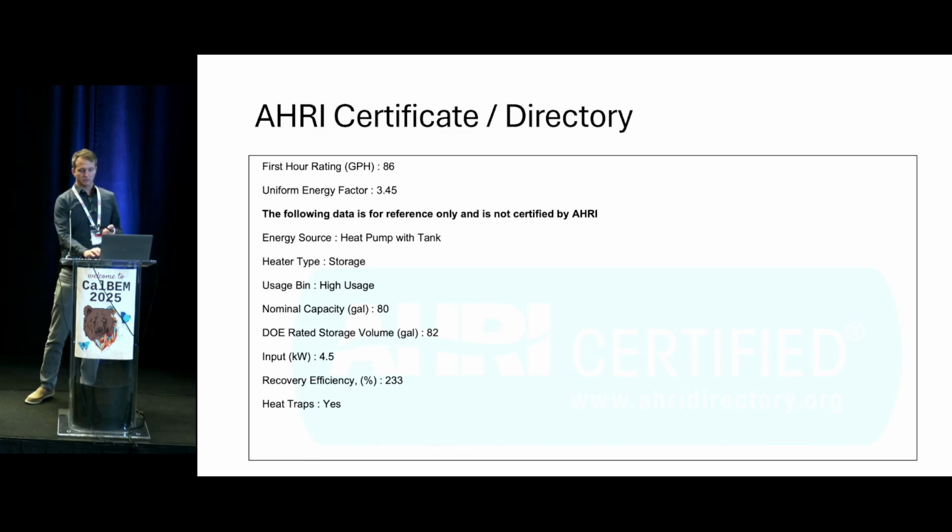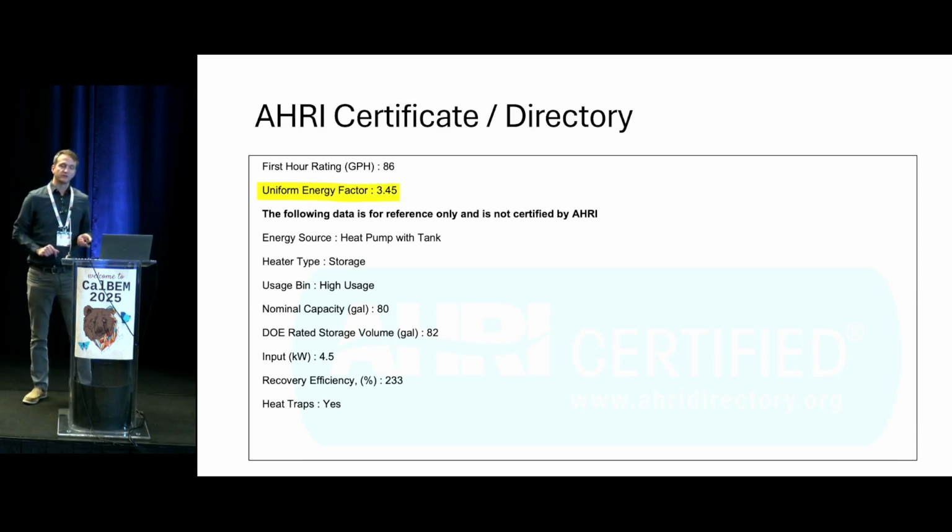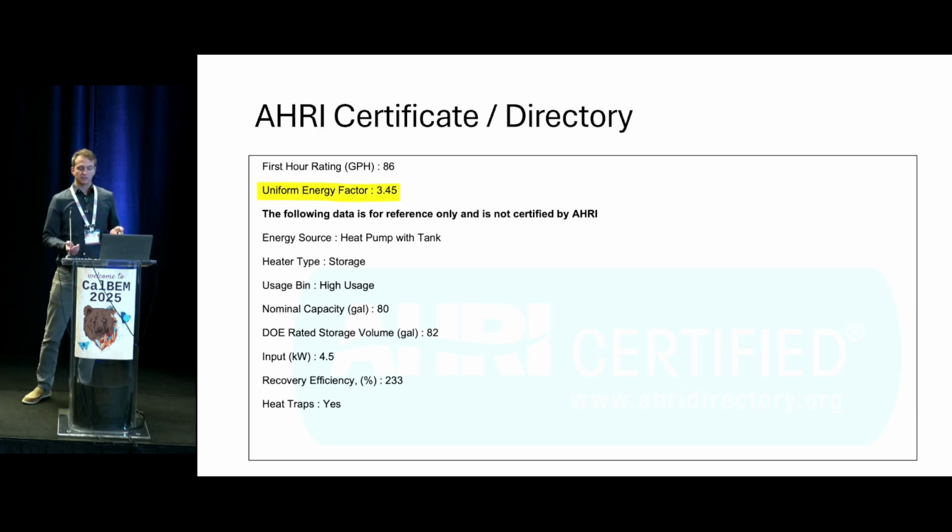And like most systems, we have what in this system is called a uniform energy factor, which is kind of the miles per gallon for any water heater. But for reasons I'll get into later, this can't really be used to predict the performance of the water heater.